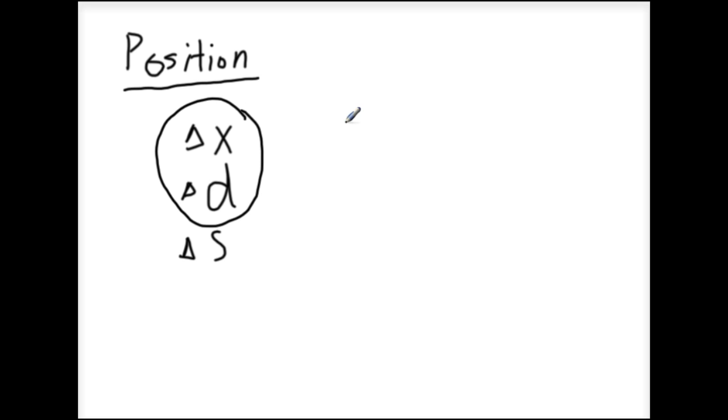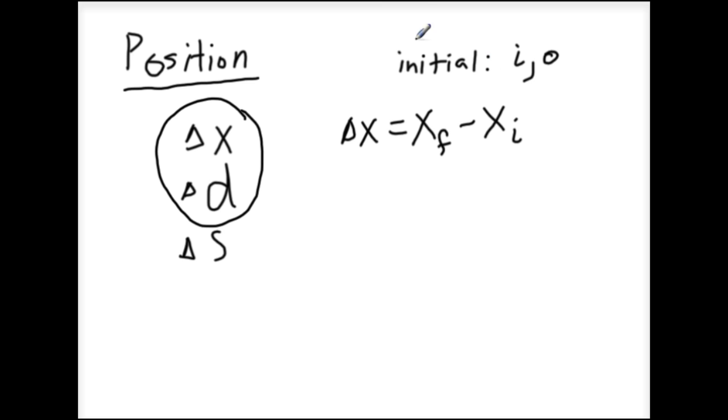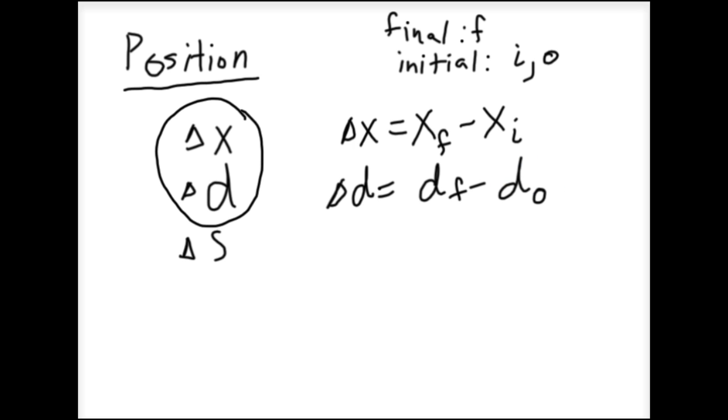The full equation for the change in position would be that our delta x is equal to our final position minus our initial position. Okay? Instead of using I for initial, you could also use O. Either way, those both refer to an initial state. For the final, though, we almost exclusively use F. Likewise, I could have written delta d is equal to d final minus d initial, or d naught.